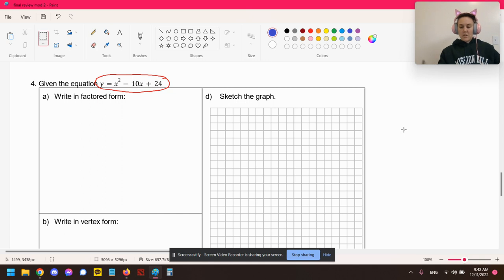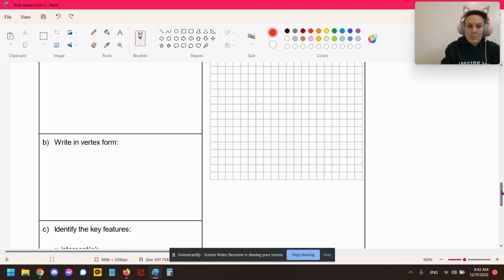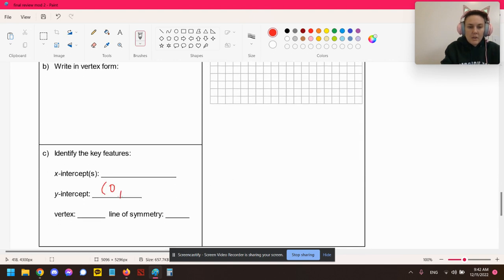Here's the second part of module 2. All right, we've got another equation that we want to graph, and we are going to do it the same way, very systematically. Once I get my standard equation, I'm going to immediately fill in the y-intercept.